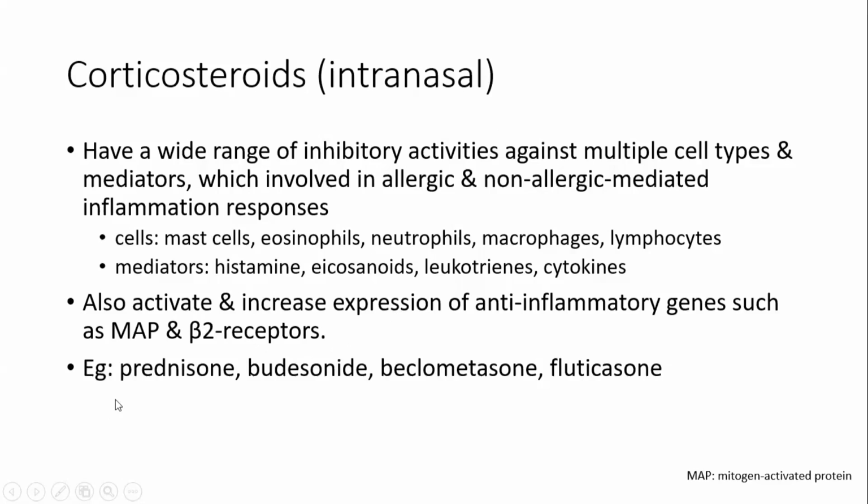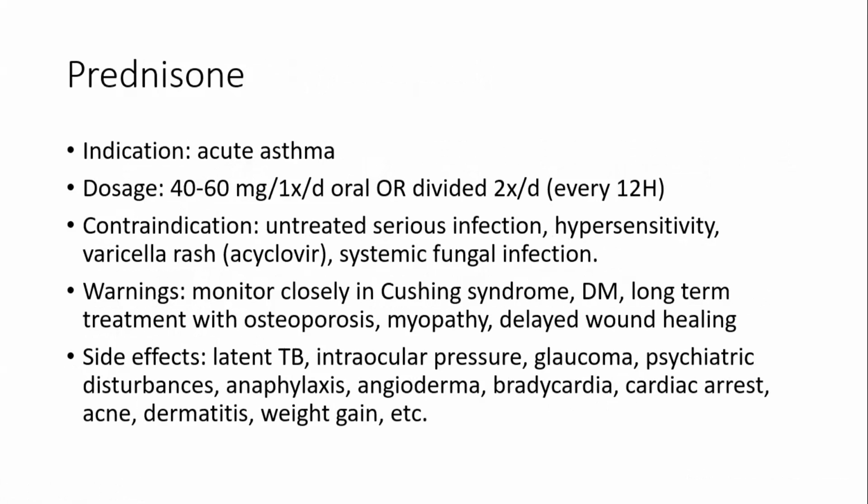Okay. Examples of corticosteroids are prednisone, budesonide, beclomethasone, and fluticasone. Okay, the prednisone is indicated for acute asthma, the dosage is 40 to 60 milligrams 1 time per day or divided 2 times per day orally every 12 hours. And then this prednisone is contraindicated in untreated serious infection, hypersensitivity, varicella rash, which is commonly treated with acyclovir, and systemic fungal infection.